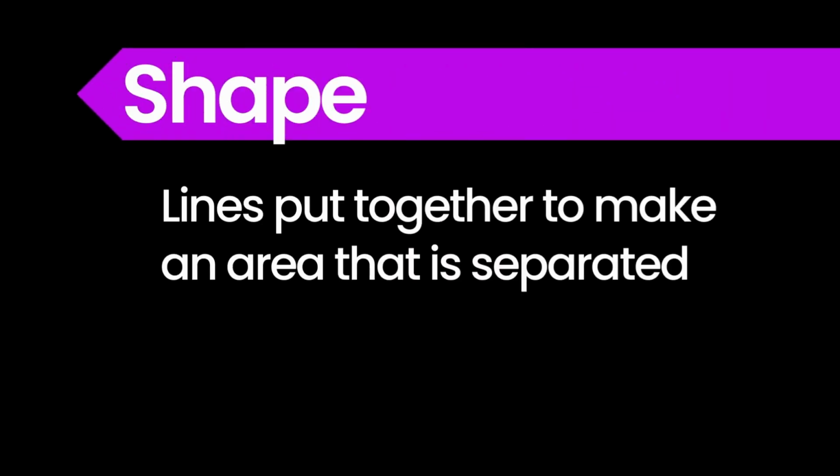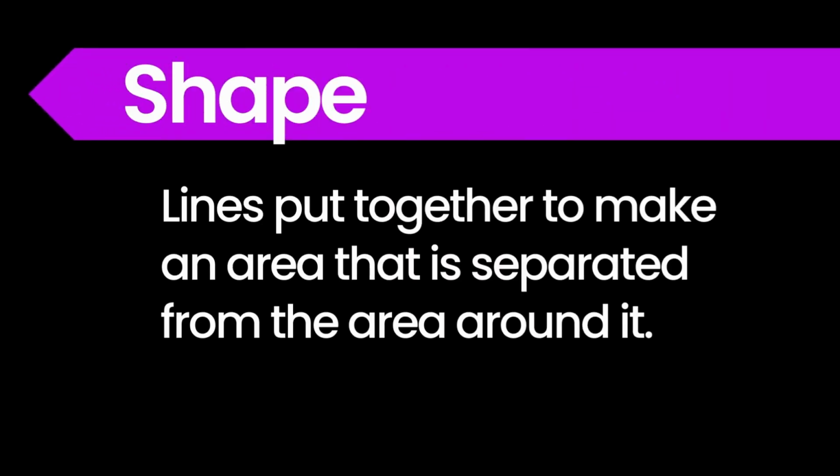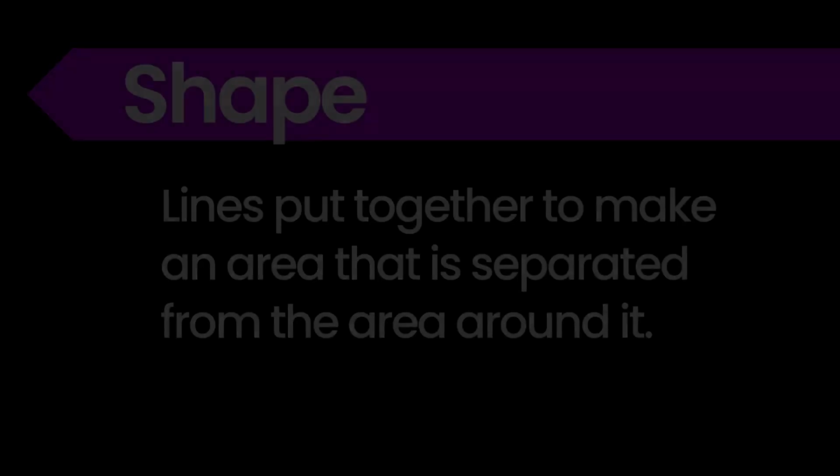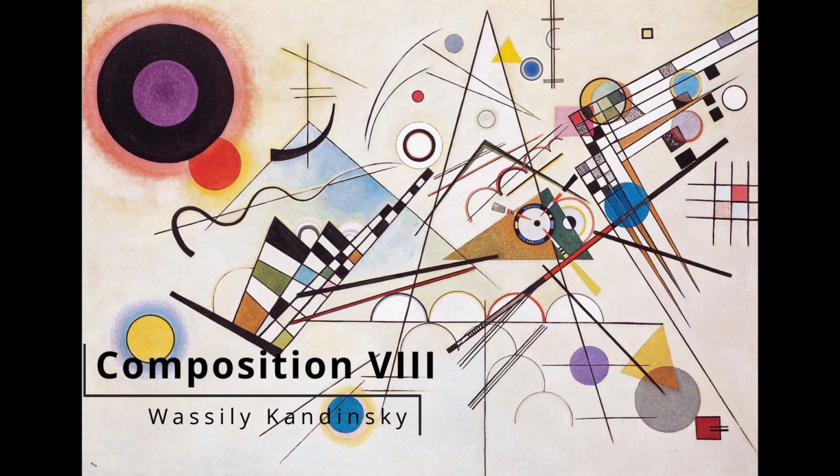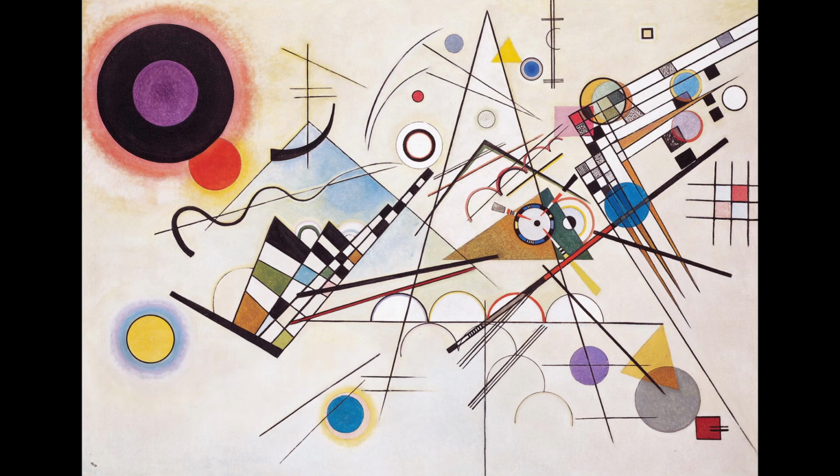So building on lines, the next element is shape. Shapes are made of lines put together to make an area that's separated from the area around it. Shapes can also be implied like lines can. So for a 2D example, we have Wassily Kandinsky. He's Russian.